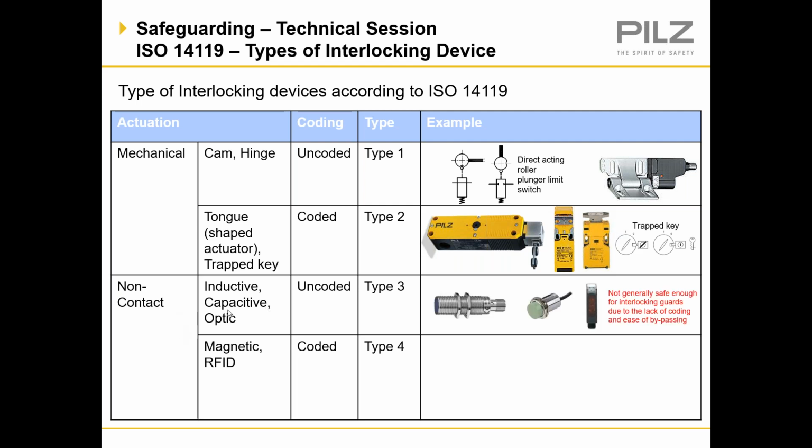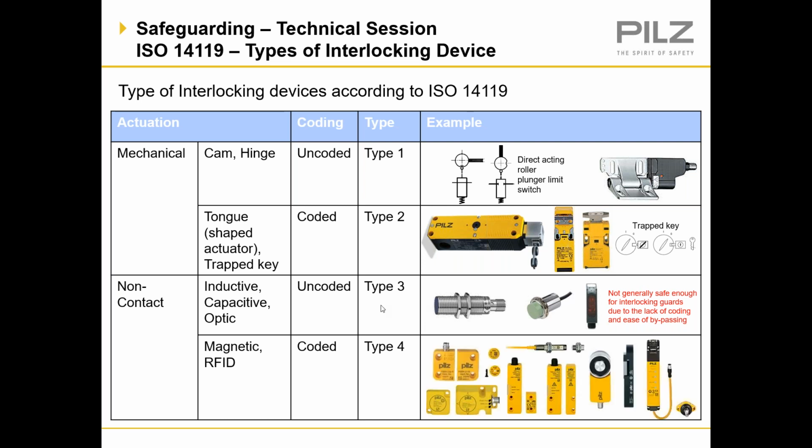For non-contact, we have inductive, capacitive and optic, and these again are uncoded, and these generally are not safe enough for interlocking guards due to the lack of coding. They are easily bypassed because you can simply put a screwdriver or a metal plate in front of them to detect that something is in the vicinity. And finally, we have magnetic and RFID, and these are coded switches, type 4, and these are just some of the range that we have here, which I'll go into in more detail.